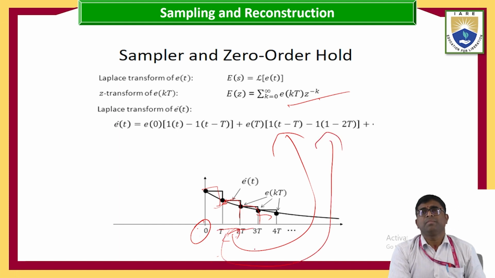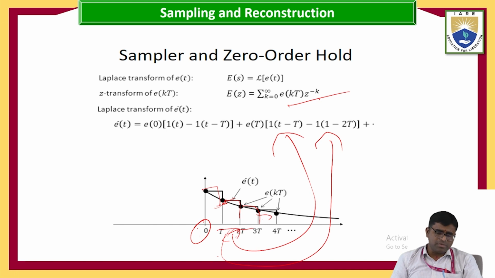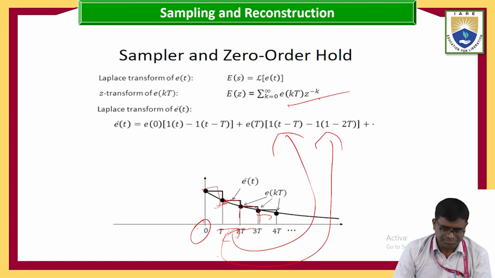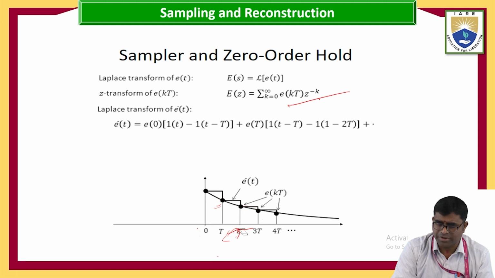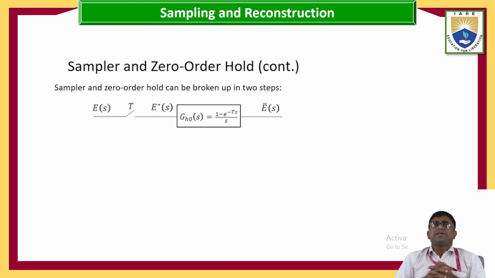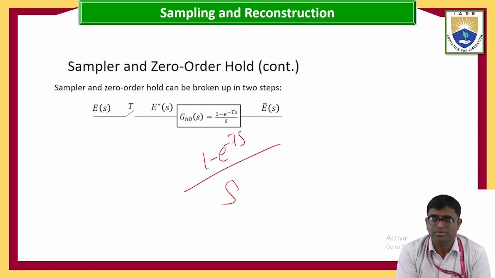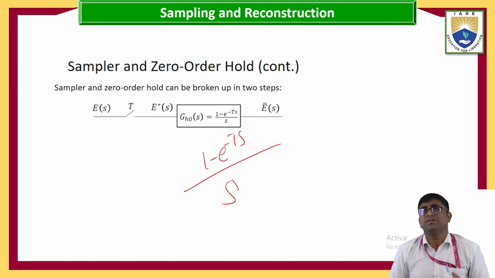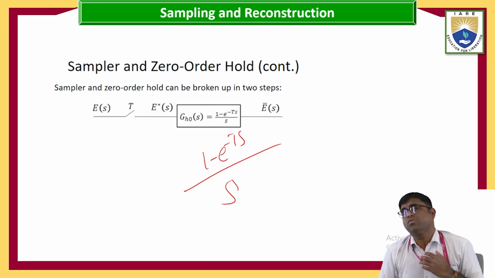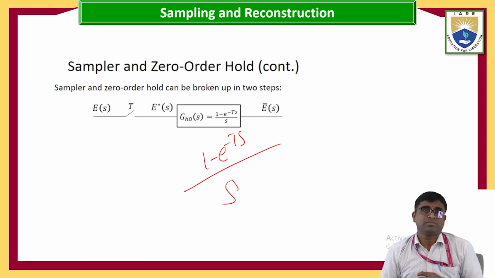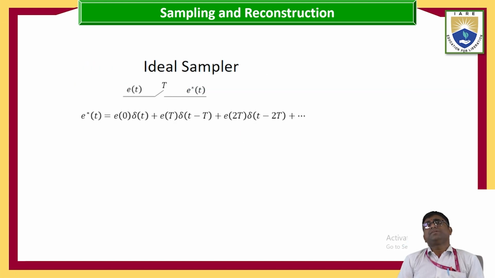This is your sampler and zero order hold circuit. I am taking the sampler and zero order hold. This is the main equation here. For the zero order hold, remember this one: 1 minus e power of minus Ts by s. This is the equation for the zero order hold, not a first order hold. Next I am going to the ideal sampler.